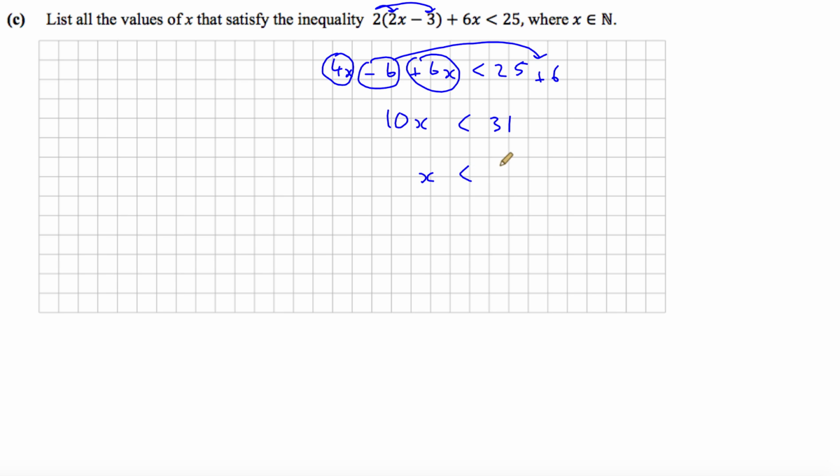So that implies x is less than 31 over 10, dividing both sides by 10. So x is less than 31 over 10, which is 3.1 on your calculator. Now, if x is less than 3.1, but x must be an element of the set of natural numbers, that means x must be either the number 1, 2, or 3, because those numbers are all less than 3.1 and they're all natural numbers. So that's the end of question 3.